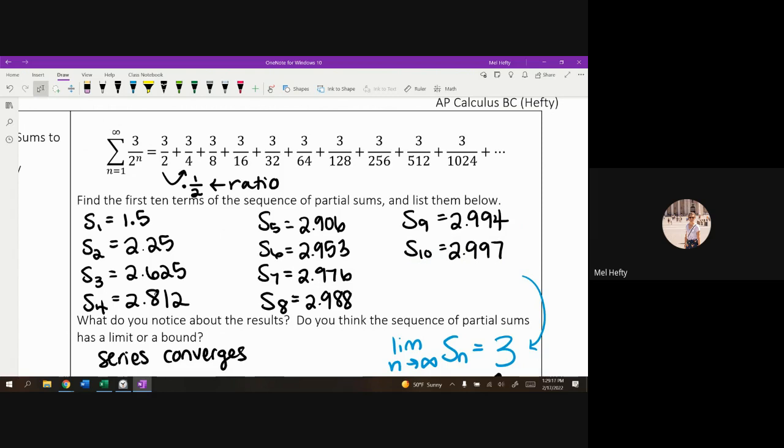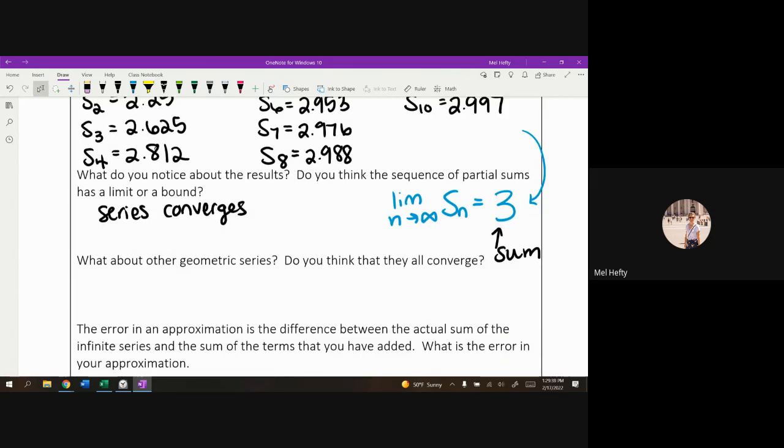No. Why not? What if I multiply by 2 every time? Let's say my first term is 2 and I multiply by 2. 2 plus 4 plus 8 plus 16 plus 32. If I keep going, is that going to converge? No, because those numbers are getting bigger every time. That's no good. So because we multiply by a fraction here, that was helpful. So the answer to that is not all of them. Some of them will.